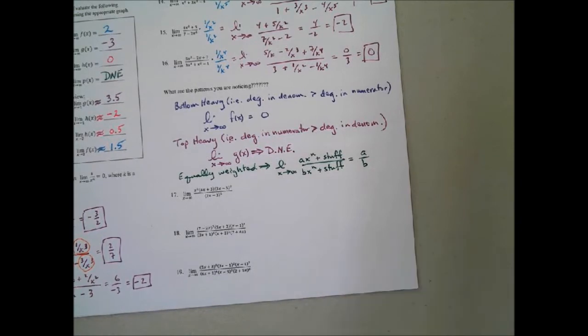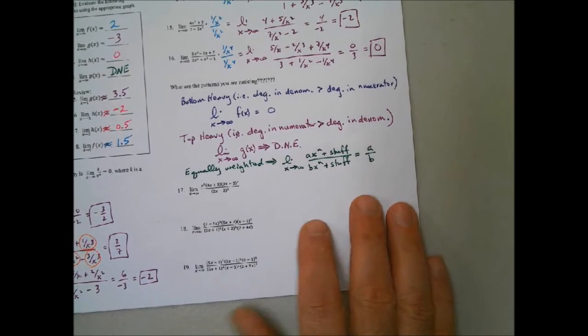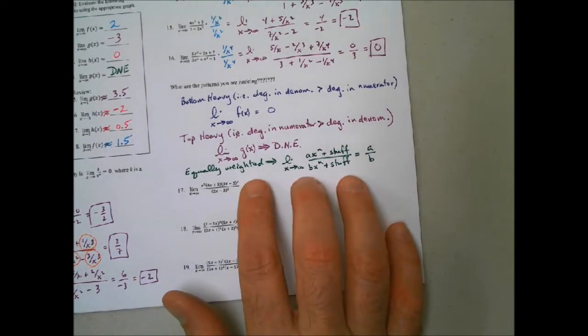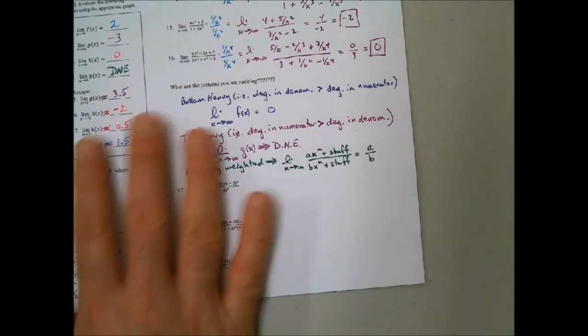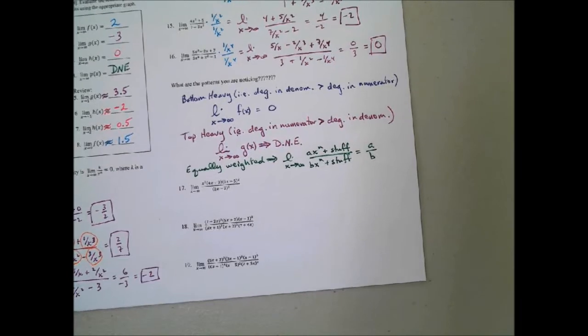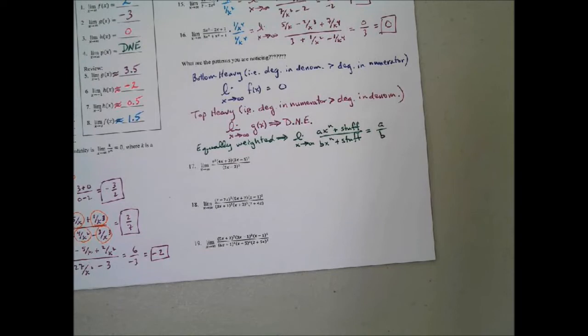Now, we really don't want to be showing a bunch of work when you're doing the limit as x goes to infinity. You want to be able to do most of this in your head. A little bit of work, but not a lot. We did more work with all of these than you're going to be doing from here on out. So let's take a look at 17.